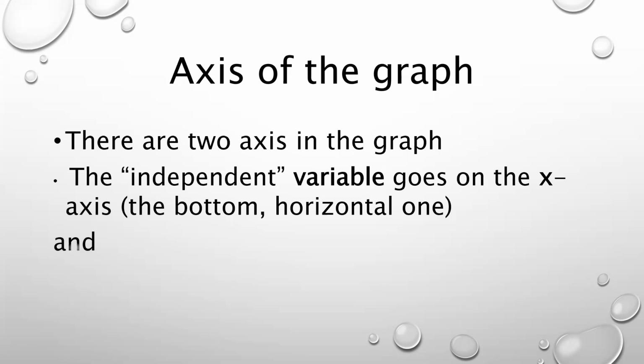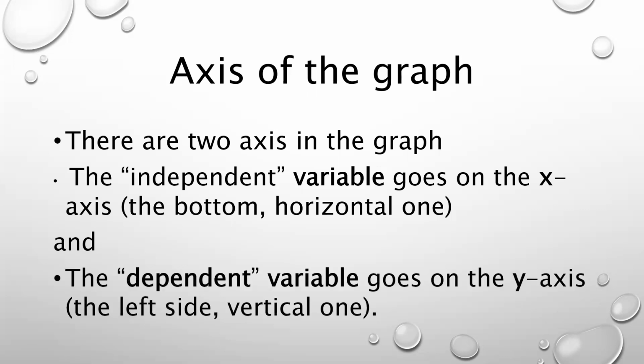And the y-axis is the vertical or left-hand side line, on which the dependent quantities are shown. For example, the growth is depending on the number of days. The number of students who like pizza the best is the dependent quantity. Do you have the pizza in your data?